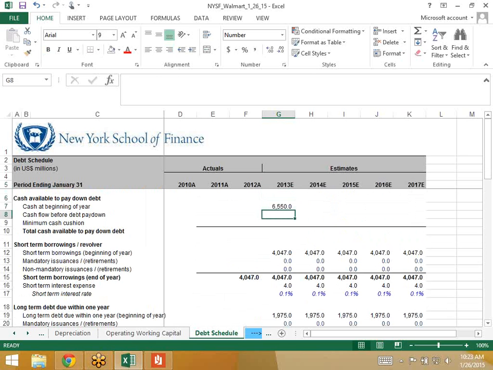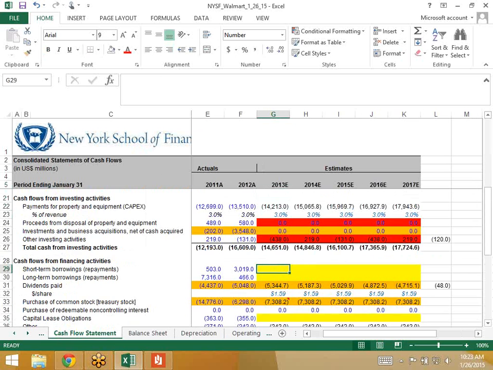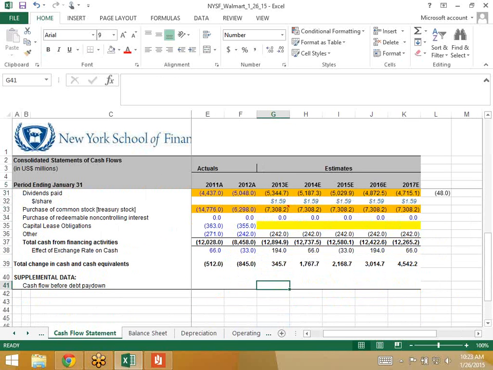Now we have this line, cash flow before debt paydown. So we didn't talk about this yet. If you notice, this is on the cash flow statement. There's a line all the way at the bottom of the cash flow statement called cash flow before debt paydown. This is a measure of cash that excludes any cash from raising or paying down debts. Why do we want to track this? Because it's the purpose of the debt schedule to determine how much cash we can use to pay down debts.